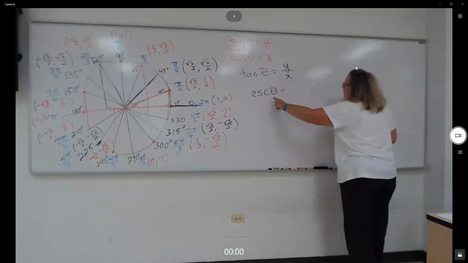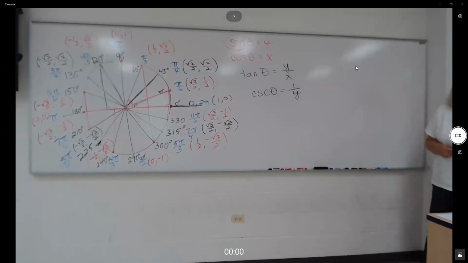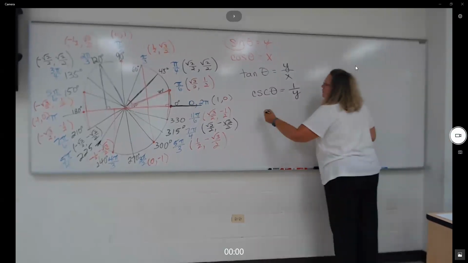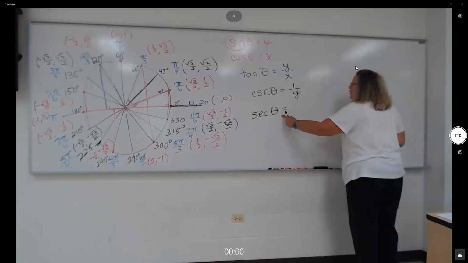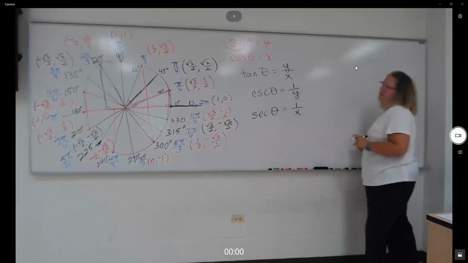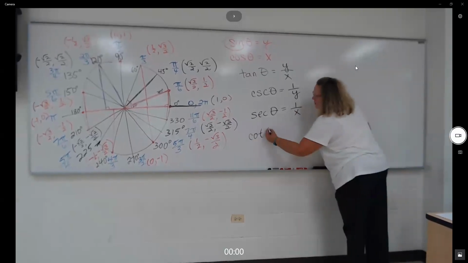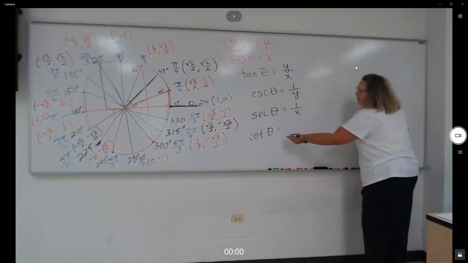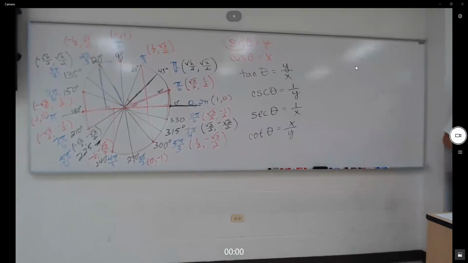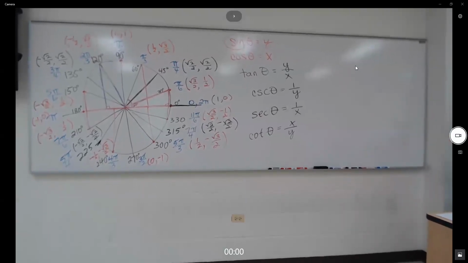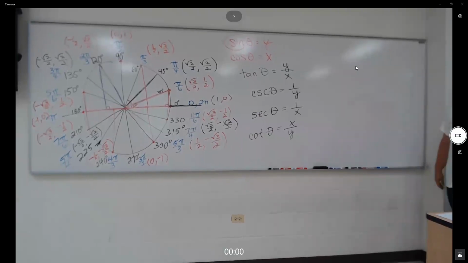So if they're reciprocals, cosecant is 1 over y. Cosine goes with secant. So they're reciprocal, so secant is 1 over x. And then tangent goes with cotangent. And so if they're reciprocals, cotangent is x over y. And again, that all goes back to SOHCAHTOA, but making it that hypotenuse of 1, we can condense it down to this.